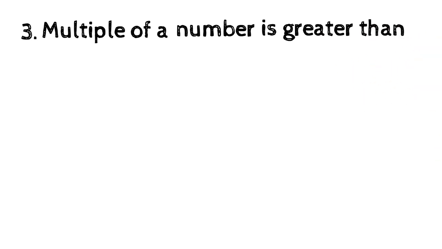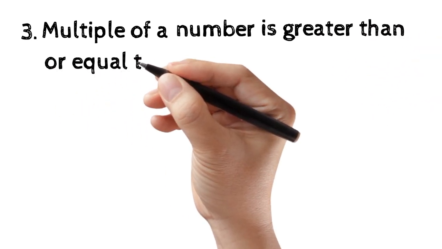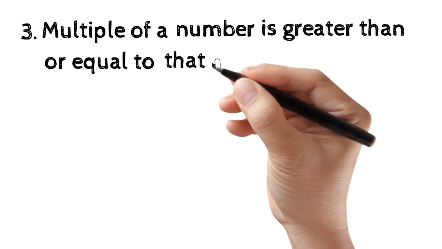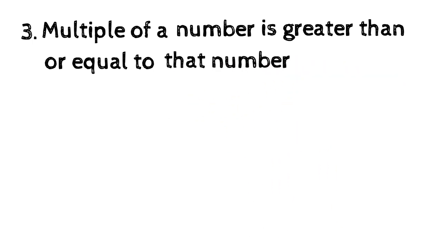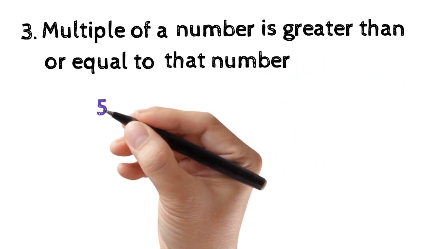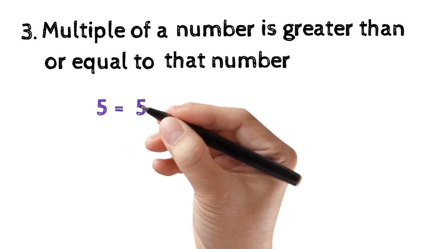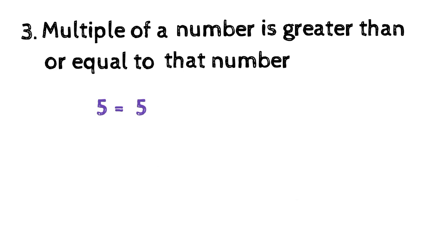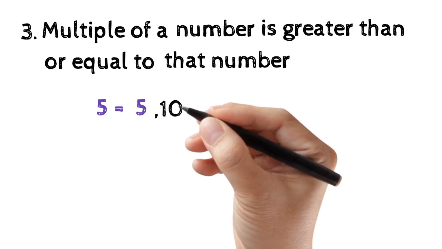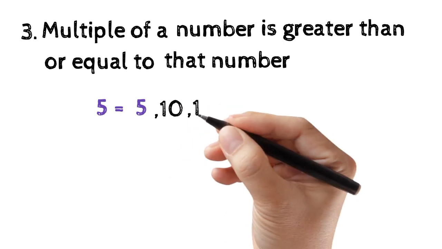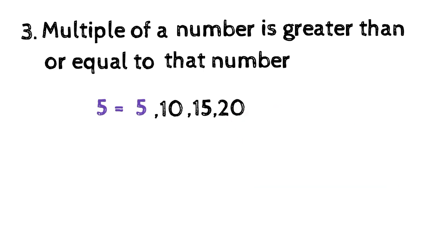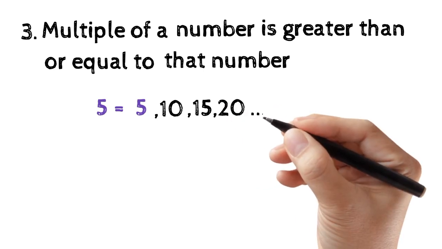Number 3, multiples of a number are greater than or equal to the same number. So for example, taking 5, the first multiple of 5 is 5 itself, which is equal to the number, and then the following multiples are greater. So 10, 15, and the multiple is 20, and so on.